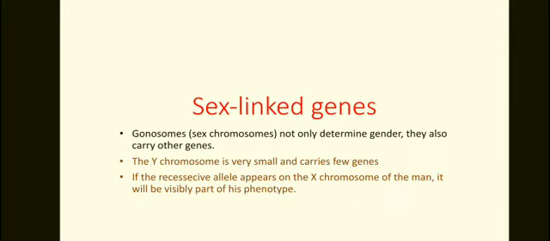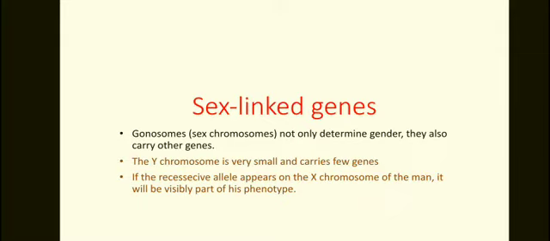In the case of a male, they just have one X chromosome. So if the gene we are talking about is on the X chromosome, and taking into account that males only have one X chromosome, it means that the presence of a defective gene on that X chromosome is going to mean that the person will be affected by that defective gene. So you will have the genetic disorder in this case. If the recessive allele appears on the X chromosome of the man, it will be visible in the phenotype.